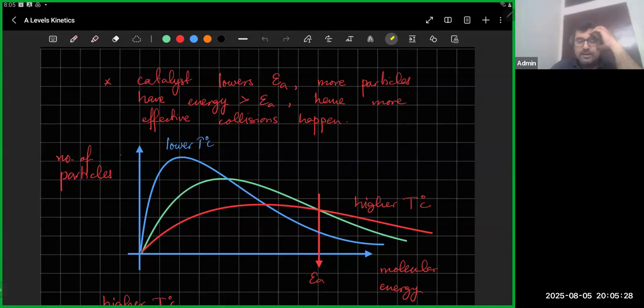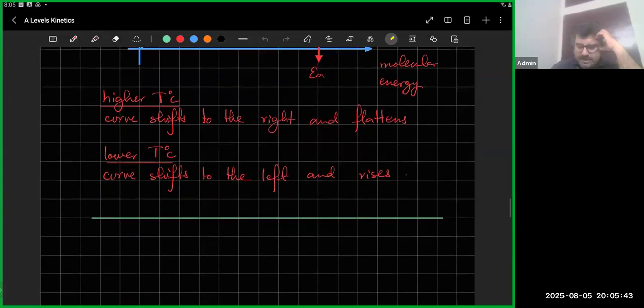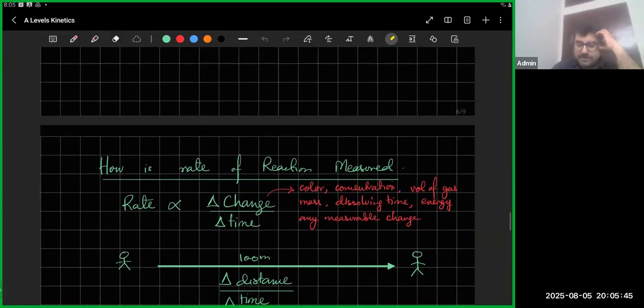ठीक है, so the curve would look like the blue curve. Or at higher temperature पे you're going to have more particles at higher energy and less particles at lower energy. So the curve would shift to the right. ठीक है. फिर ये बोल्ट्जमान डिस्ट्रीब्यूशन आफ्टर द बोल्ट्जमान डिस्ट्रीब्यूशन.